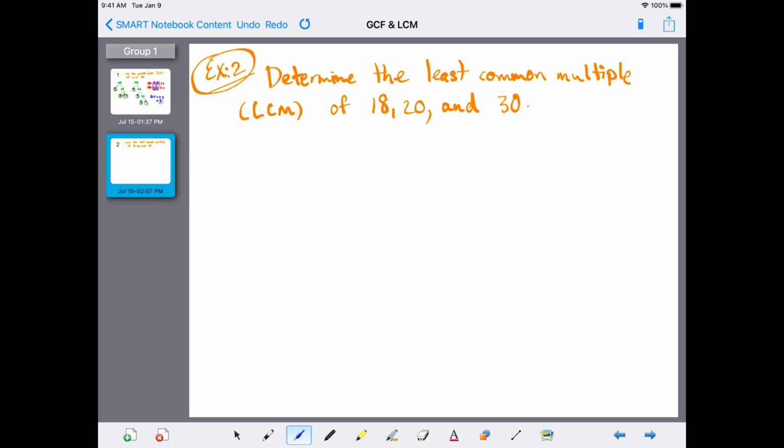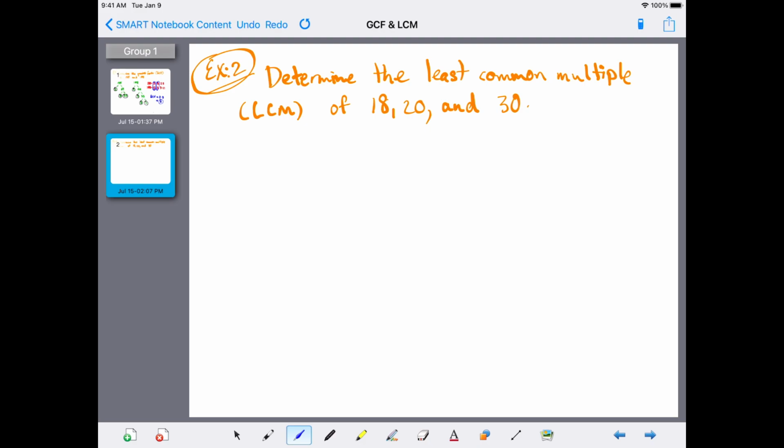Next up, we have to determine the least common multiple of 18, 20, and 30. Again, we can use prime factorization to determine what this is going to be. Just to make sure you understand, what is a least common multiple? Well, what is a multiple? A multiple of a number, for example 20, the multiples of 20 would just be 20, 40, 60, 80, 100. So technically you could find this by just listing all the multiples until you came across the smallest one that was the same in each of these three instances.